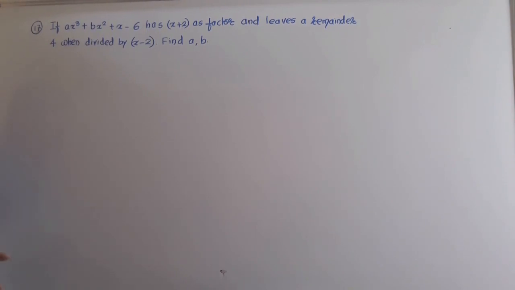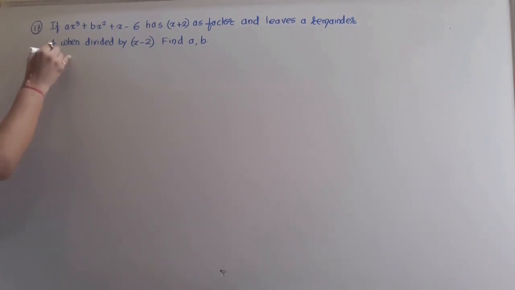It is very similar to the previous question. But in the previous question, we were given that both the divisors were factors. And here of the two divisors, one is given as a factor and the other one is not a factor. So in the first divisor we shall take remainder 0, while in the second divisor the remainder is given as 4. The way of solving this question will be absolutely the same as the previous question. Okay, so let us see how we can solve it.